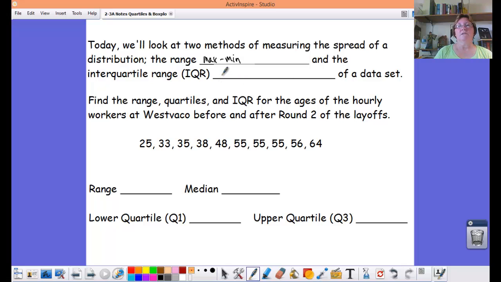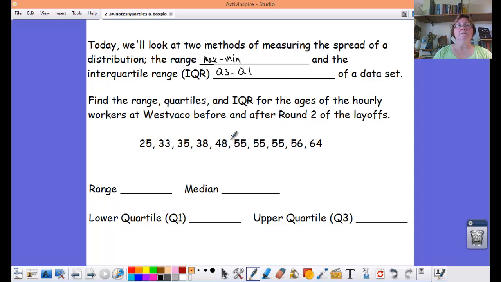The interquartile range of a data set is found by taking its third quartile minus its first quartile, and you'll recall that we talked about quartiles earlier in this class. If you find the median, then the quartiles are the medians of each half of the data set. And it does ask us to do that right here. Find the range, quartiles, and IQR for the ages of these workers at Westvaco, round 2 of the layoffs there.